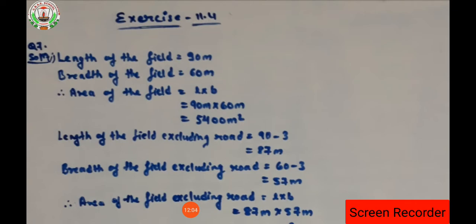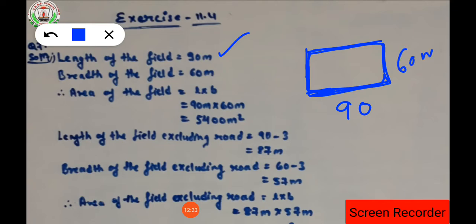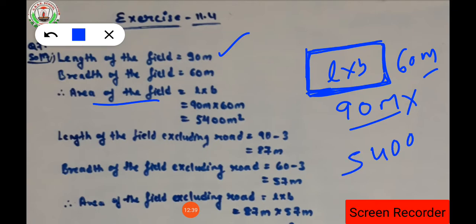So as I told you, the length of the field is 90 meter. Suppose we are having a rectangular field, isn't it? This is the rectangular field we are having, and the length of the field is 90 meter, breadth of the field is 60 meter. So can we find the area of the field? So here area of the field is equals to area of the rectangle, that is L into B. So 90 into 60 will be equals to 5400 meter square.